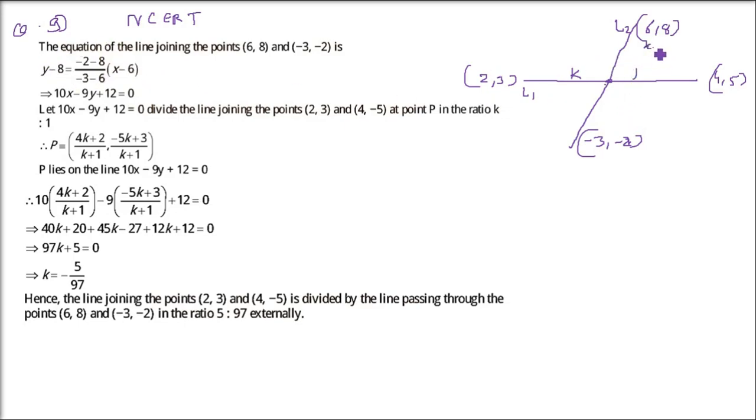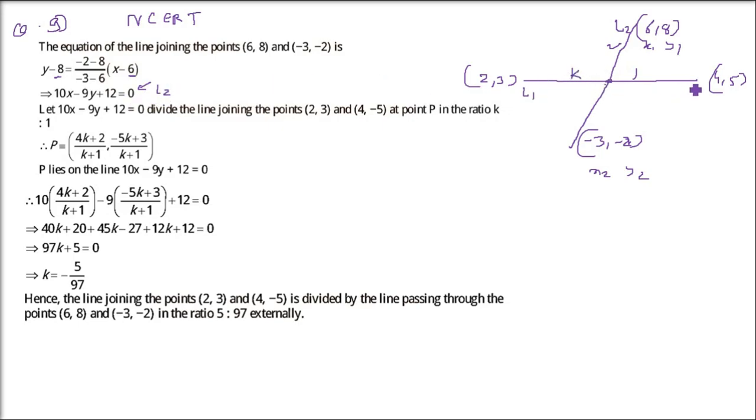Y minus y1, x1 y1 you take this one, x2 y2 this you can take. So y minus y1 equals, x minus x1 is here, y2 minus y1 by x2 minus x1. So the line equation will be 10x minus 9y plus 12 equals 0. Now this line equation we have found. This is L2, you assume it to be.